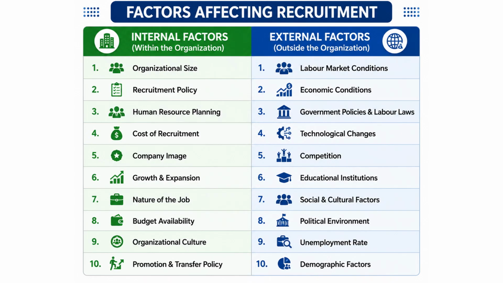Second one is economic condition. The country's economy directly affects the recruitment. During economic growth, companies hire more employees. During economic slowdown, if there is a shortage of funds, then the recruitment process may slow down. For example, many companies reduced hiring during the COVID pandemic situation.